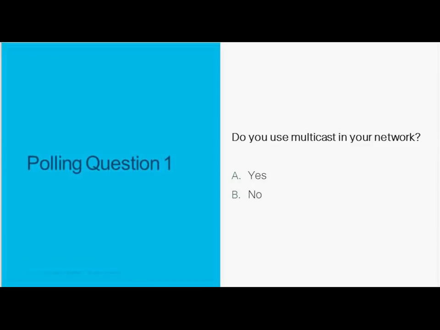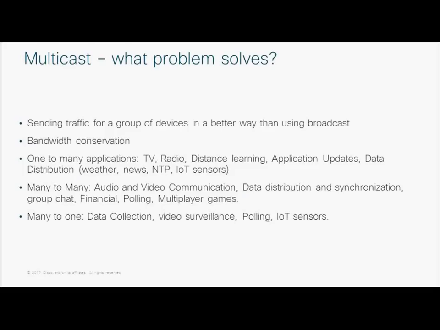A little question here. Do you use multicast in your network? What is multicast? What is the problem that it solves? As network engineers, we all know that there are some data applications that we need to collect or distribute along the network. But if we use the traditional broadcast solutions, it won't be efficient, right? Because we will be flooding the traffic to all the network, making the bandwidth scarce. So we need a better mechanism to distribute such kind of traffic.